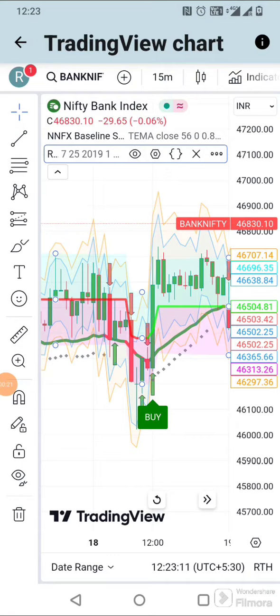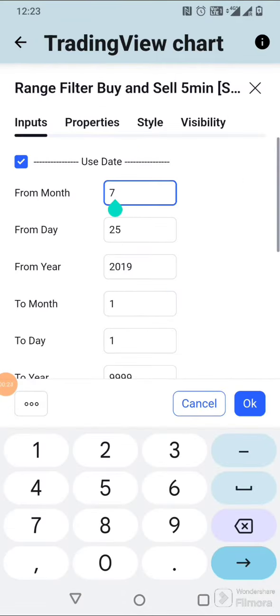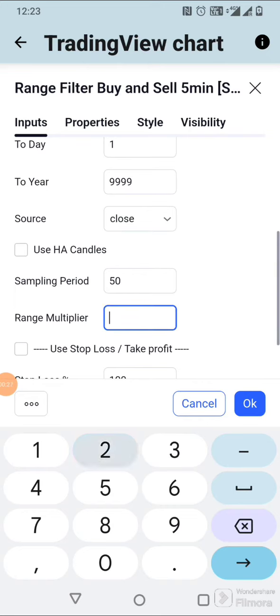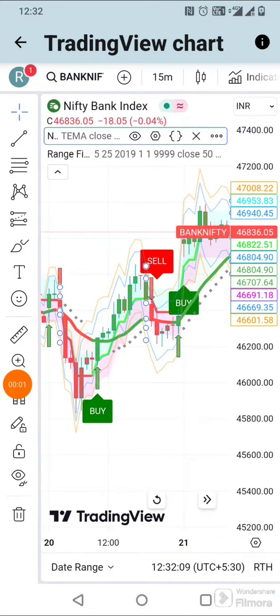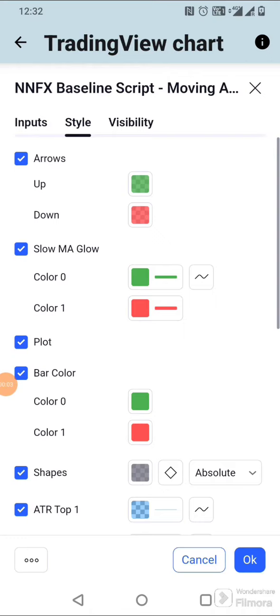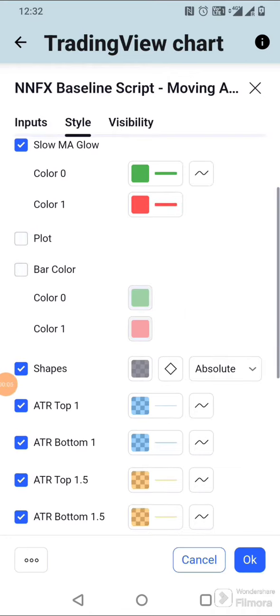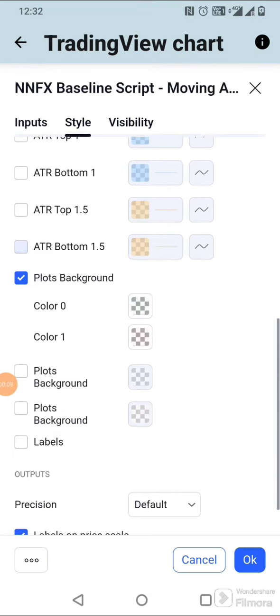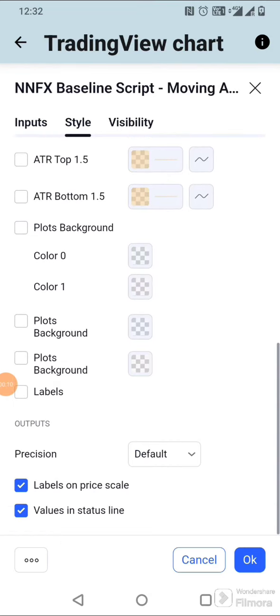In the settings of Range Filter, make the length 5 and the multiplier 2. In the settings of the NNF indicator, in the styles, unmark all other things apart from slow MA, glow, and the labels on price and values in the straight line.